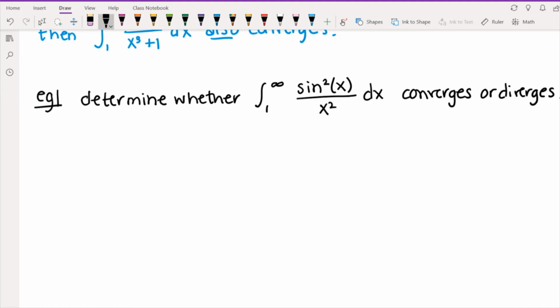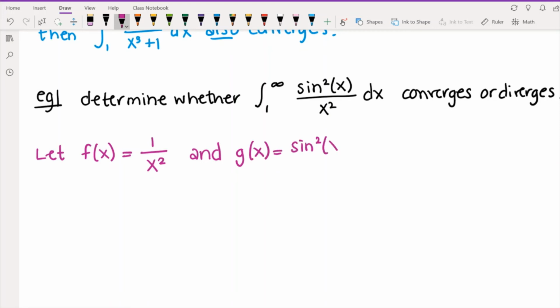So the first step with these problems is basically to figure out, what function are we comparing this with? So what would make sense to compare this with? In this case, generally you're just looking for what's the power of x that you have in your denominator? So let's let f of x equal just 1 over x squared. And let's let g of x be sine squared of x over x squared. So what's the comparison between f of x and g of x?